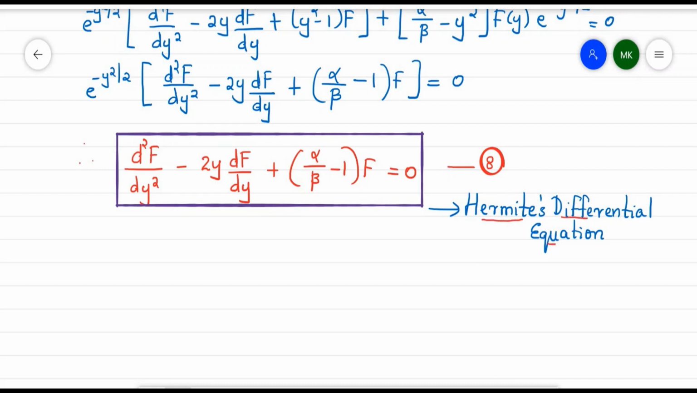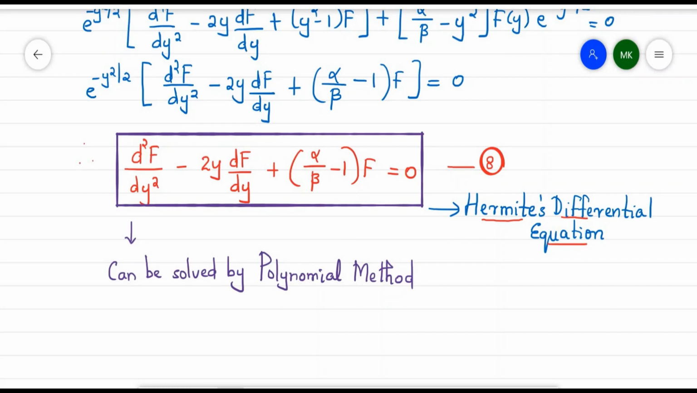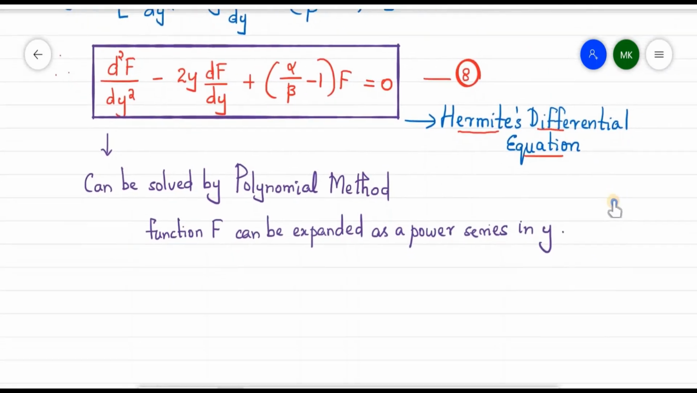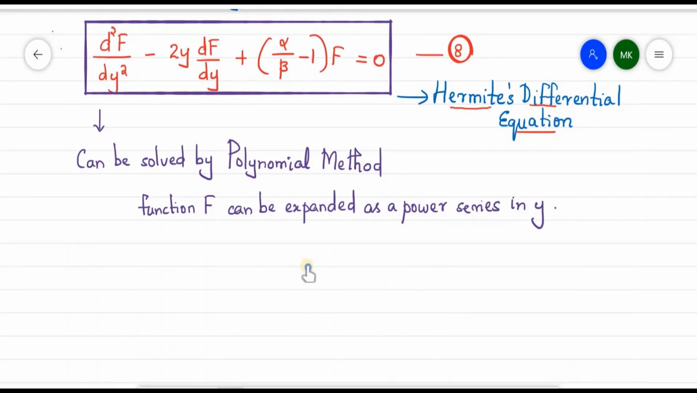This is a differential equation for the function f of y, and it is known as Hermite's differential equation. This is an equation well known in mathematics. It has been studied and solved by Hermite, a mathematician, and is known as Hermite's equation. Now this function can be solved by polynomial method by assuming that the function f can be expanded as a power series in y. So equation 8, which is known as the Hermite's differential equation, can be solved by polynomial method. That is, we are going to expand f as a power series in y.